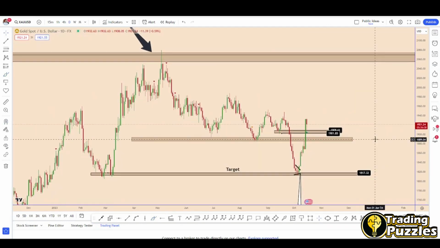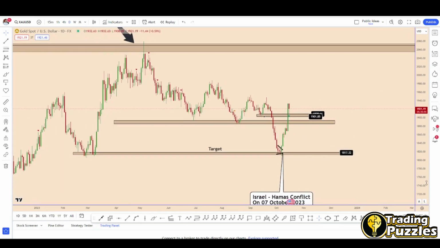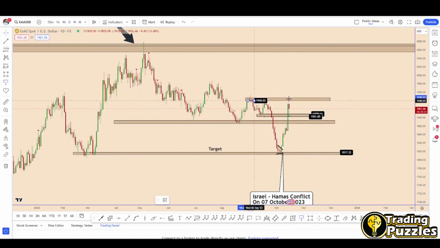In the current conditions, the focus is only on how the conflict between Israel and Hamas will develop during the coming days. That is why we have to be careful. This type of conflicts can invalidate the technical aspect very easily. That is why we have to be careful. It is not related only with the technical part. The technical part doesn't work in these moments. But we can see that from a technical perspective, the price already proved that we have profit taking areas here.